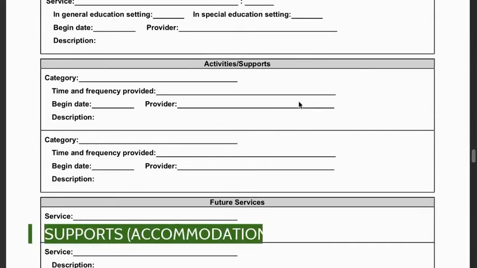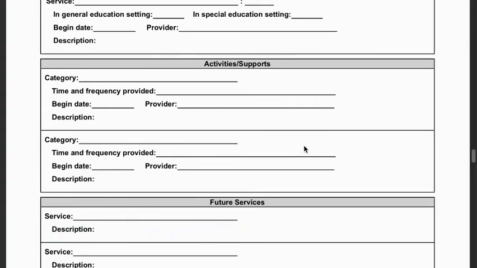Then we have the activities and supports. This is where you find if the student needs visual schedules or testing accommodations or more wait time or seated in a special spot in the classroom. There's a whole bunch of accommodations or services that we can provide that student to ensure the best learning for them. And right here is where you would find those.